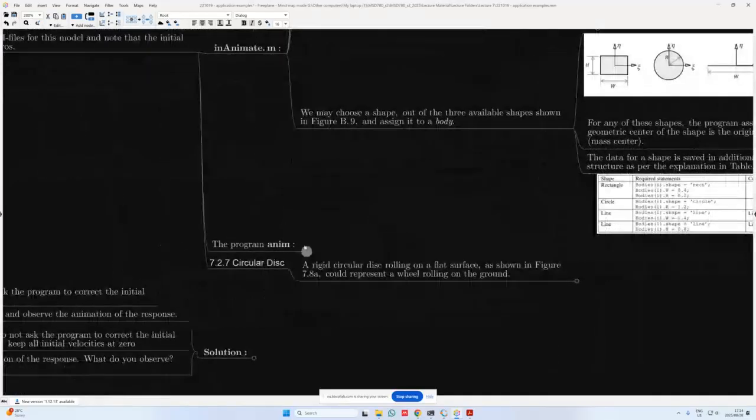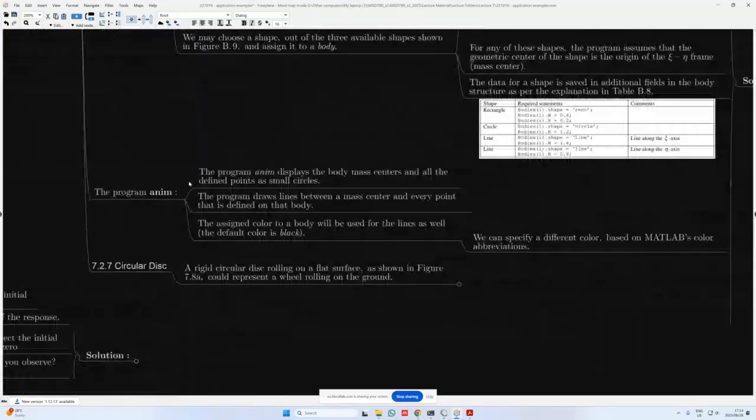Okay, now with regards to the program anim, the program anim displays the body mass centers and all of the defined points as small circles. The program draws lines between a mass center and every point that is defined on that body, and the assigned color to a body will be used for the lines as well, and the default color is black.